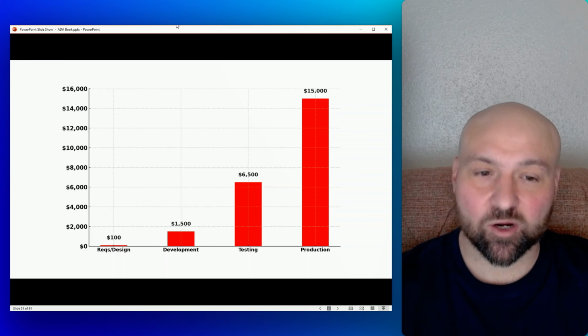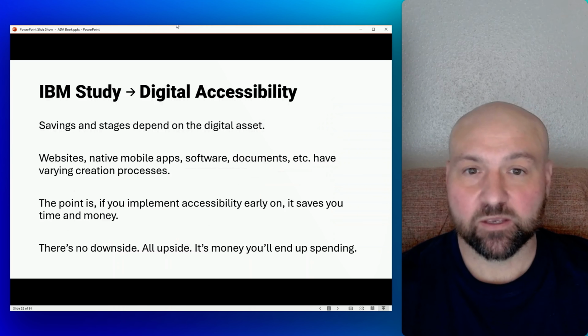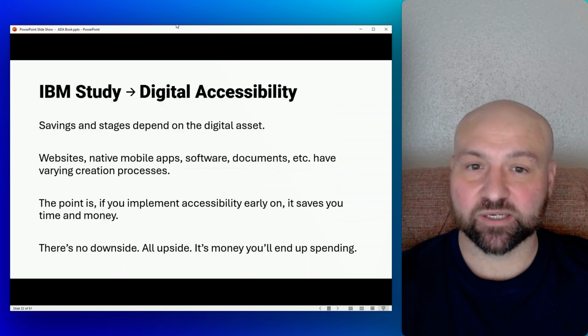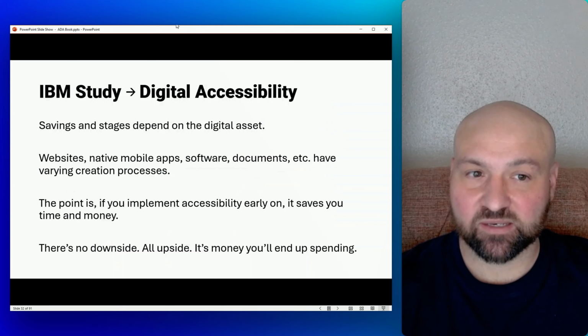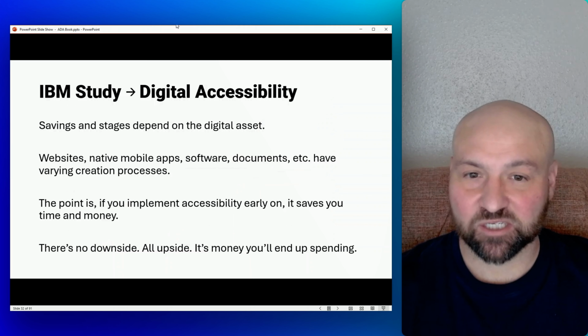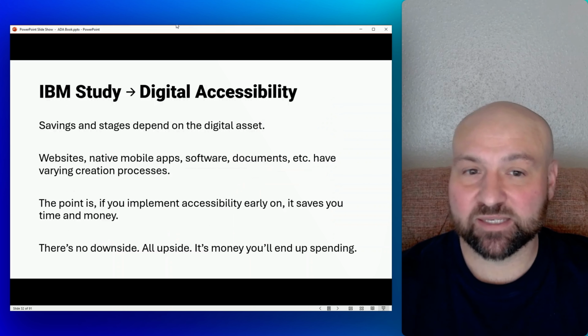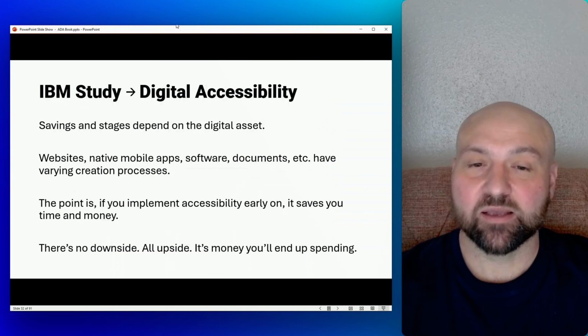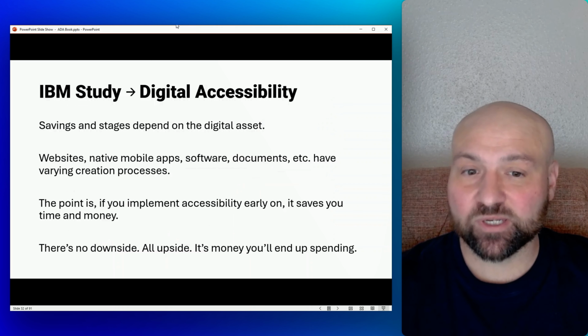So as we move across the graph, we can see that the increase in cost is quite dramatic as we progress to these different stages. So relating the IBM study to digital accessibility, obviously the amount of savings is going to vary based on the digital asset. Also, what stages are involved are going to vary based on the digital asset. And of course, this is because the native mobile apps, software, documents, etc., have varying creation processes. But the point is, if you implement accessibility early on, it's going to save you time and money.